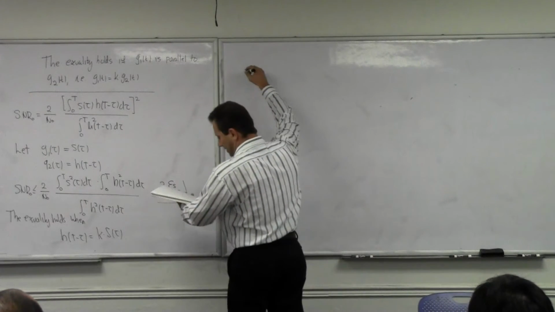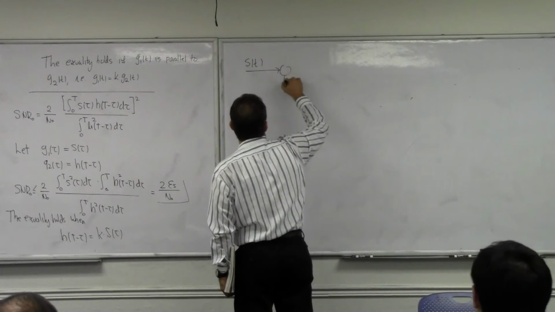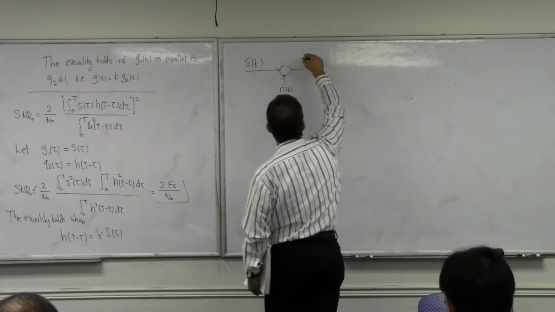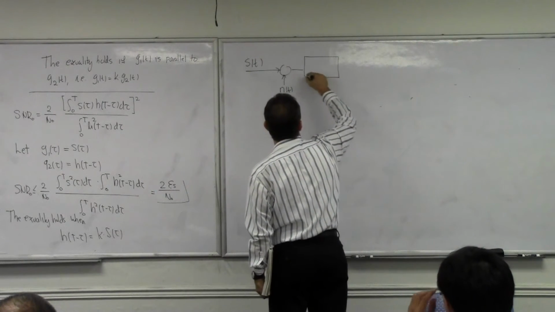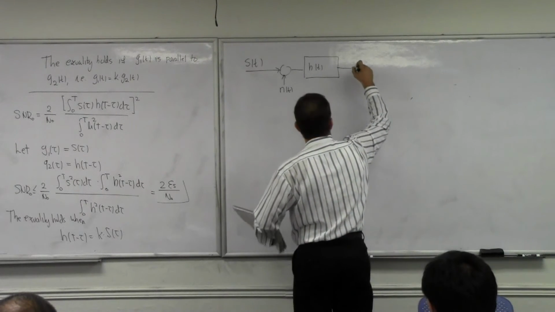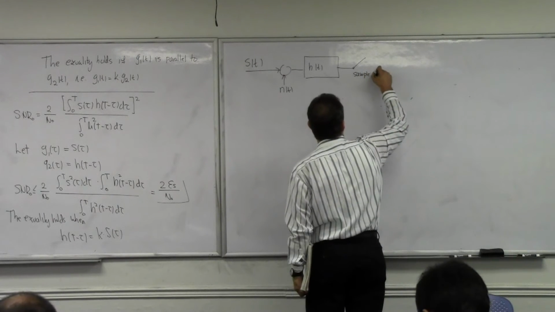So this is what I just said. You have s of t. It's corrupted with noise n of t. And then you're demodulating this with a matched filter. So you have here h of t that's matched to the signal. You're sampling this at kT.